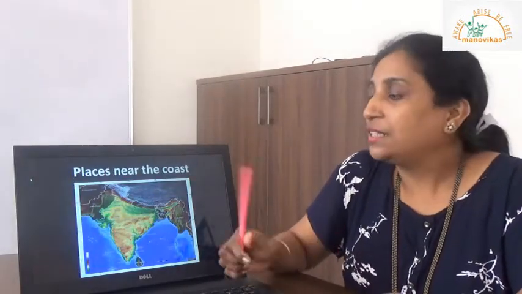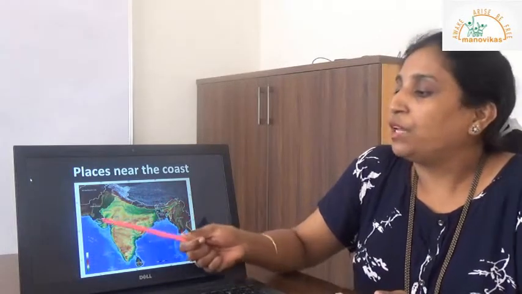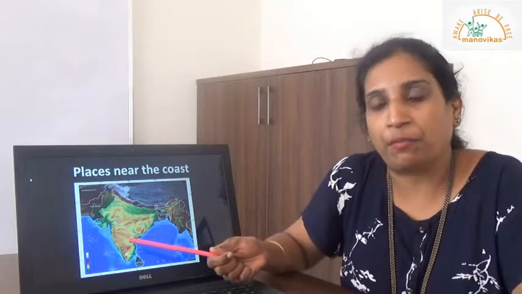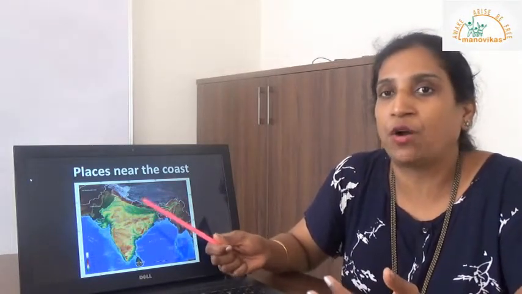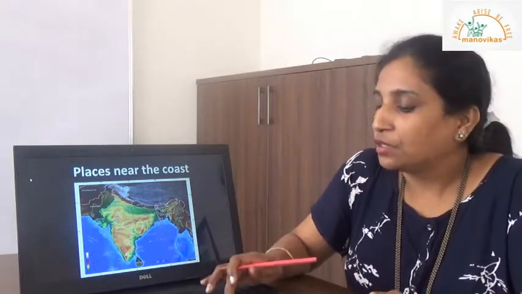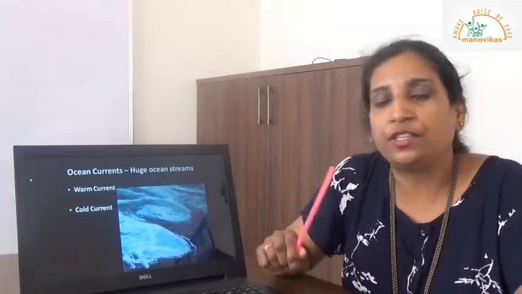Now you can see the map of India showing the picture. So we know along the coastal region it's going to be a moderate or equable type of climate. If you go into the interior, like in Rajasthan or Uttar Pradesh or in Jammu and Kashmir, it's going to be an extreme climate. So now the next factor is something called ocean currents.